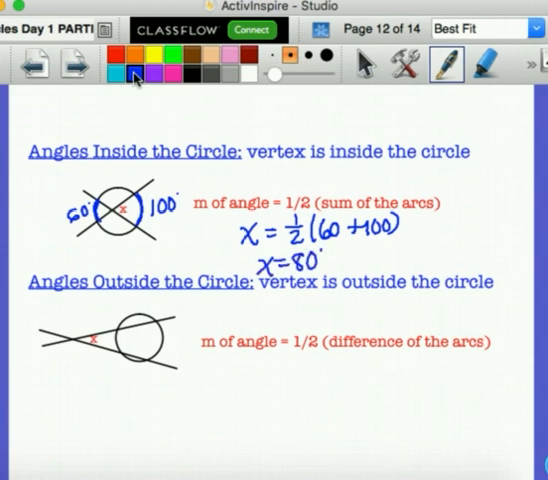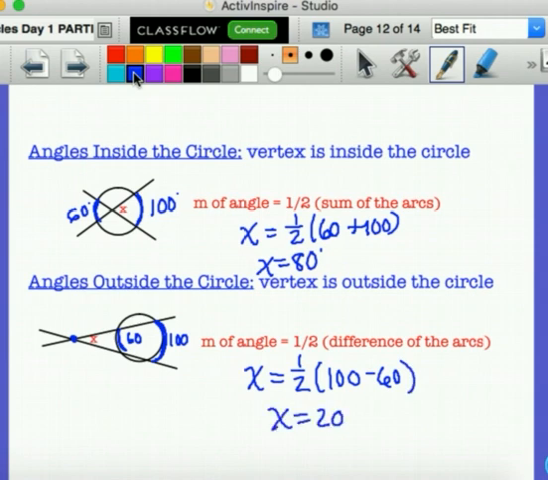At the bottom, since the vertex is outside the circle, then we need half the difference of the intercepted arcs. So we've got one of them here and one of them here. So again, let's use those numbers just to make our lives a little bit easier. If we've got 160 as our two arcs, then X should equal half the difference of those numbers. So half of 40 would tell us that X is 20.